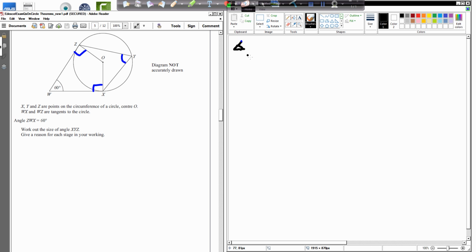Okay, angle WXO is equal to angle WZO, which is equal to 90 degrees. So we're making a statement that this angle here is equal to this angle here, which is equal to 90. Now why is it 90? Now we've got to give the explanation. So that is rule number 5.